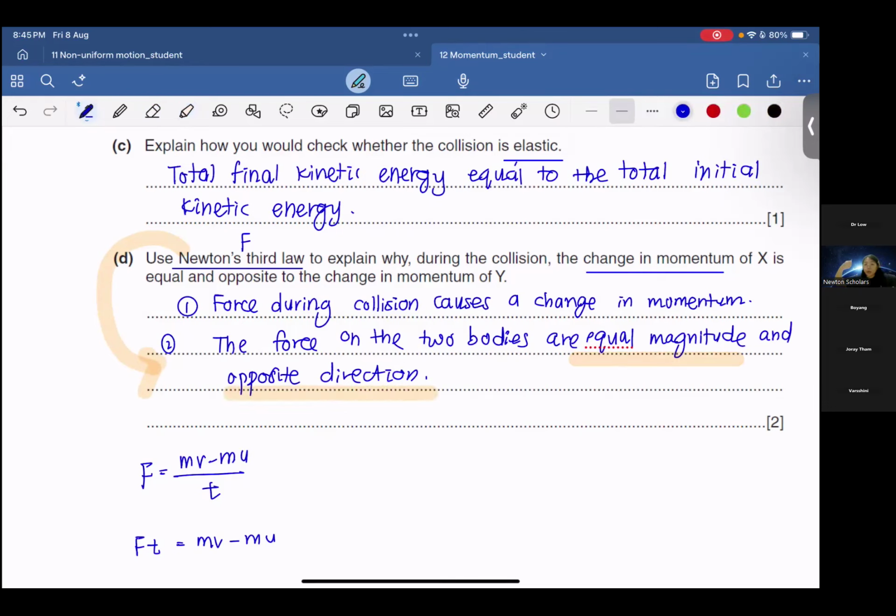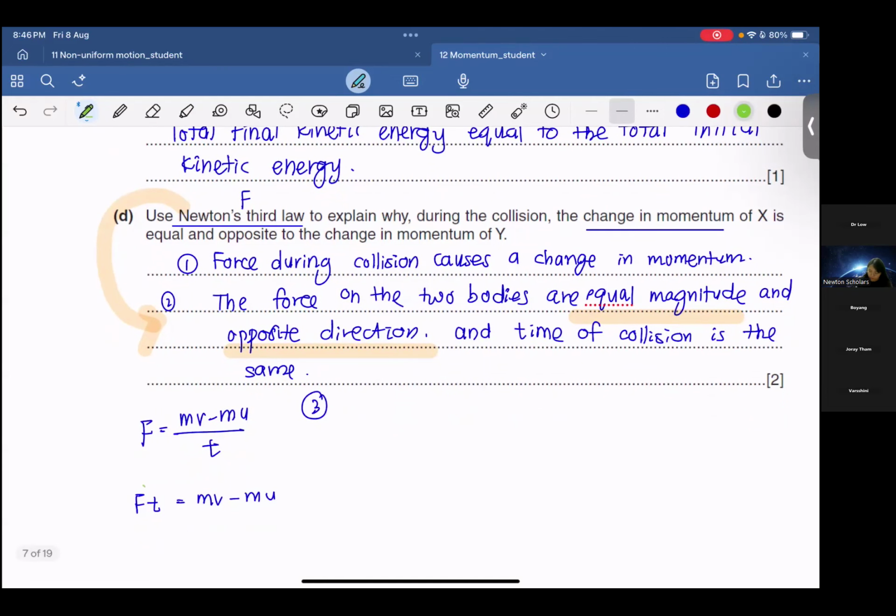Okay, here, they collide, the contact time must be the same. Two objects, they collide, they're having the same contact time. So here we have to mention the time of collision is the same. Okay, so third sentence we have to mention. Can you see that here? This force is same magnitude but opposite direction. Then the time in contact is the same. So of course your change in momentum will have the same magnitude but opposite direction.